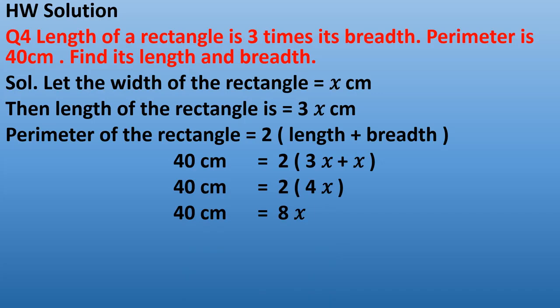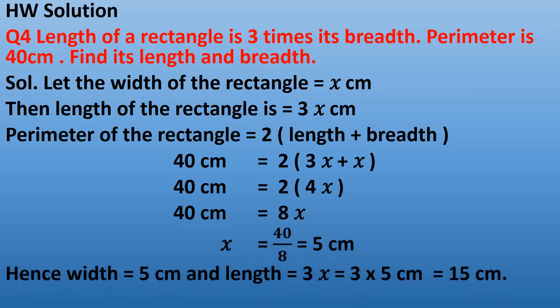So 40 centimeter is equal to 2 bracket 3x plus x is 4x. Yesterday also I told you that only x means 1x. So 3x plus 1x is equal to 4x. So 40 centimeter is equal to 8x. 2 bracket 4x, bracket means multiply, so it is 8x. Now we have to find out the value of x.